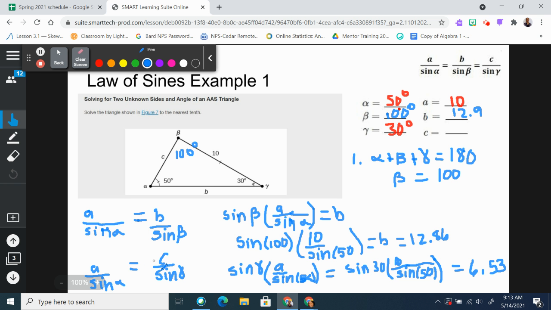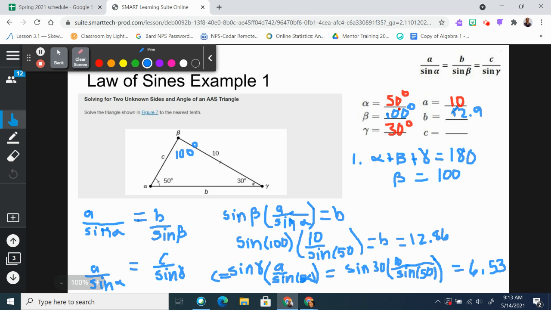Again, I get C by itself by multiplying both sides by sine of gamma. And then after that, I have essentially C by itself. So I didn't write it, but I could put C is equal to, right? To make it very clear. And then this is the equation I found. I substitute all my values that I know, and my final answer is 6.53.